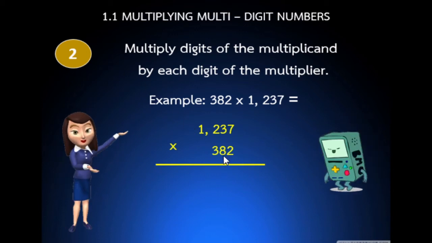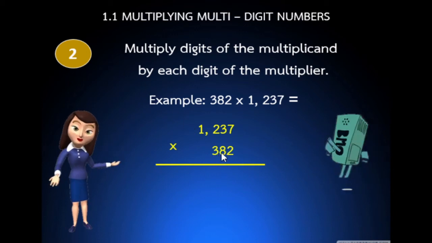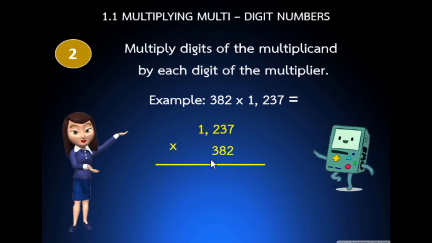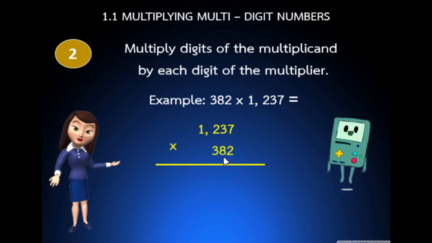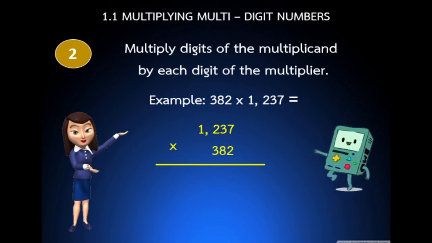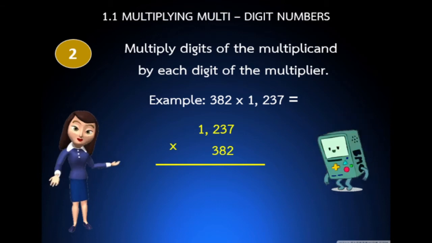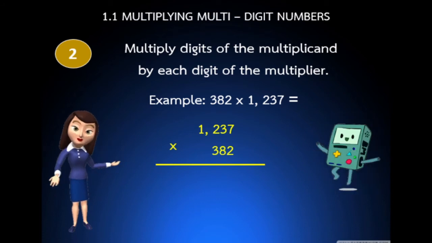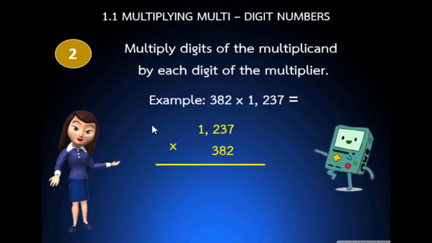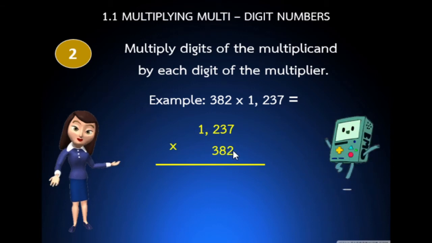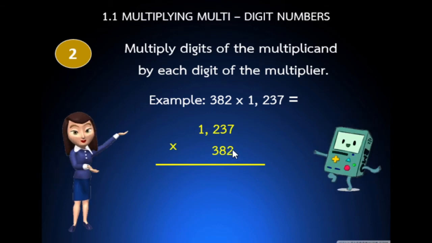We have 3 numbers with multipliers, right? We have 3 numbers as multipliers. So we are going to end up with 3 products. Products is what the answer is called in multiplication. So we would end up to 3 products and 1 final product. So let's begin. As what step 2 said, we need to multiply each of the digit in the multiplier to the multiplicand. So it goes like this.